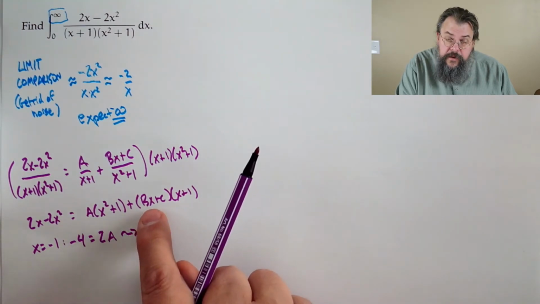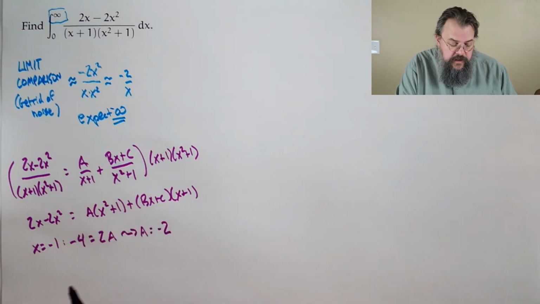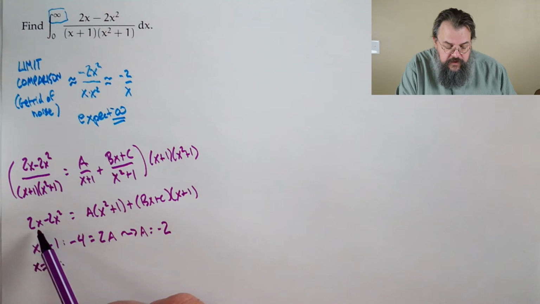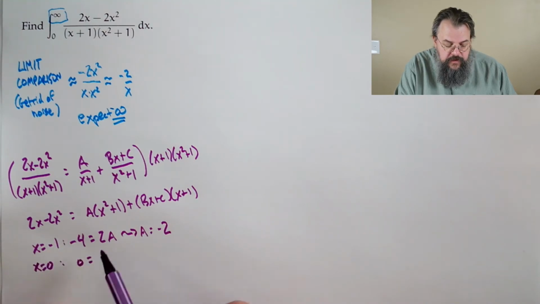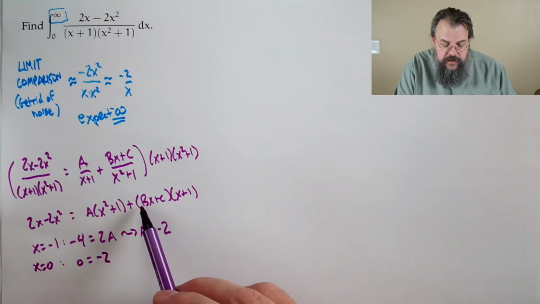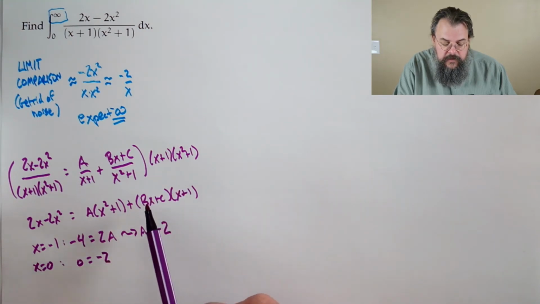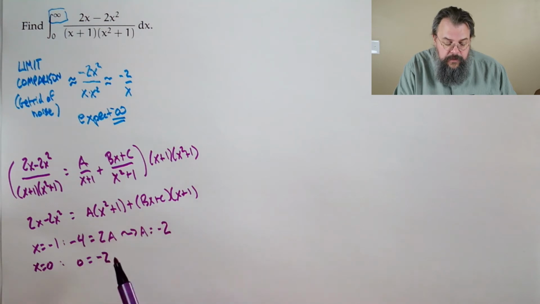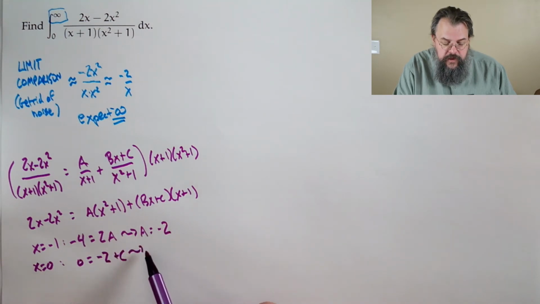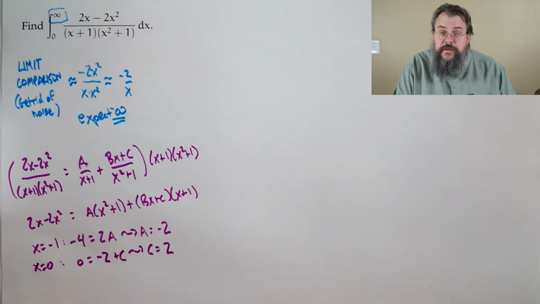And x equals 0 is good, because that knocks out a term there. So for x equals 0, what happens? Well, we're going to get 0 equals a, which is negative 2. Here, we get c, because the b times 0 goes away, times 1. So we say, okay, c should be positive 2.